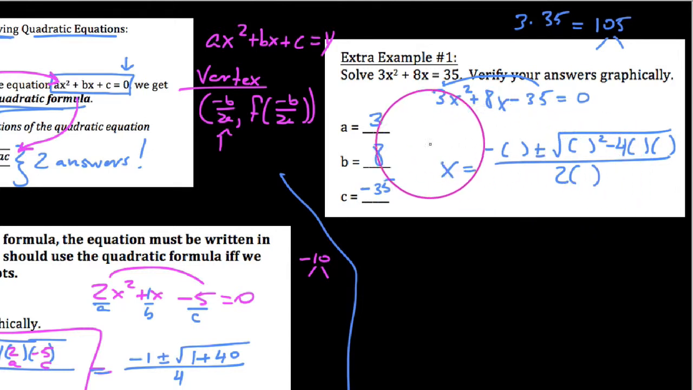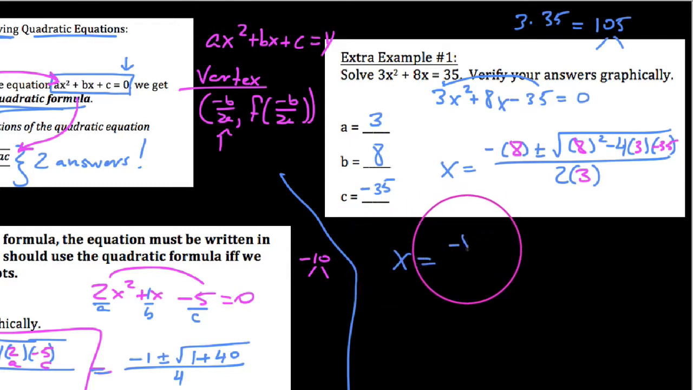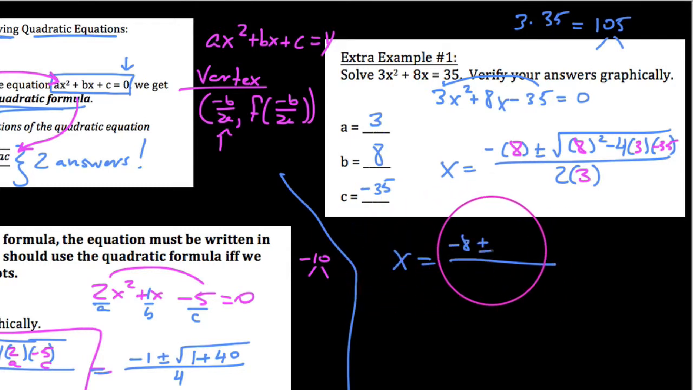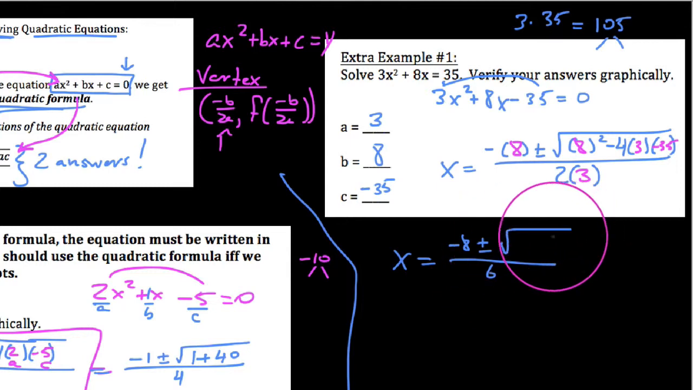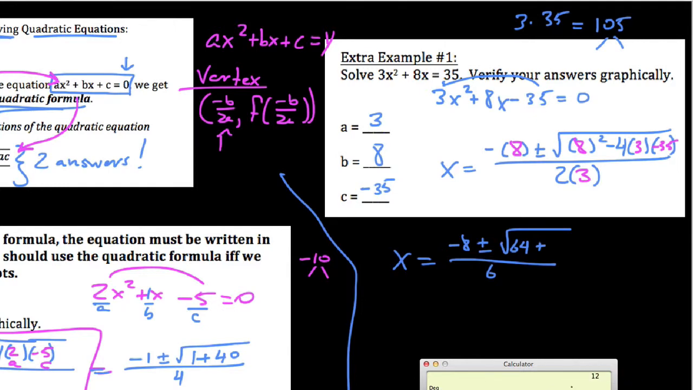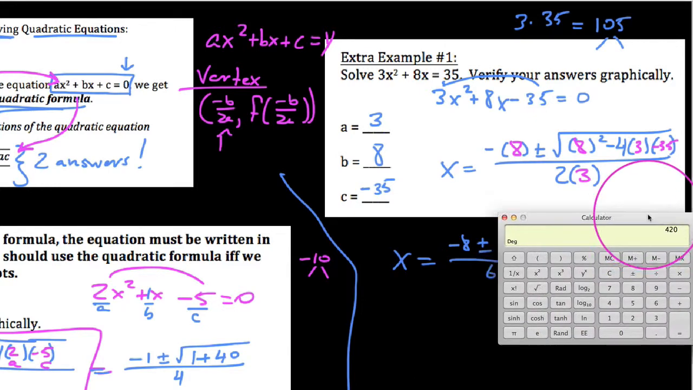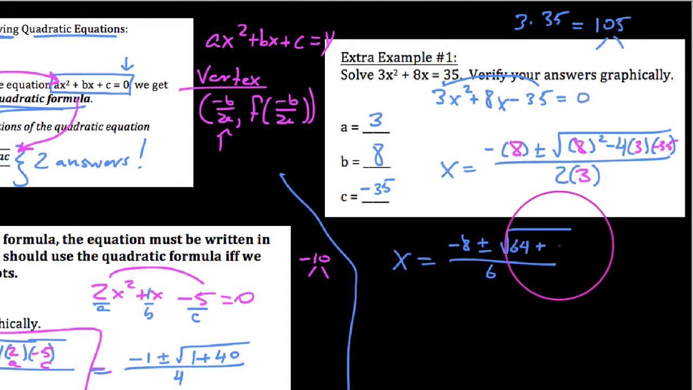Well, we're simply going to put these numbers in this time. So we say b is 8, so I get 8 and 8. A is 3, so I get 3 and 3. And then I get c is negative 35. So in this case, our two answers are negative 8 plus or minus the root, all over 6. So it looks like we get 8 squared is 64. A negative times a positive times a negative, two negatives, that's going to multiply to be a positive. And 4 times 3 is 12, and 12 times 35 is 420. So we get 420 in here.